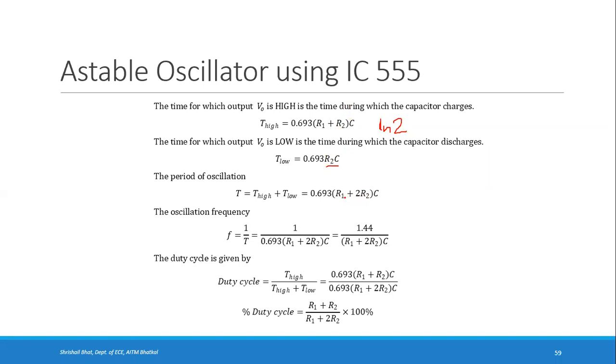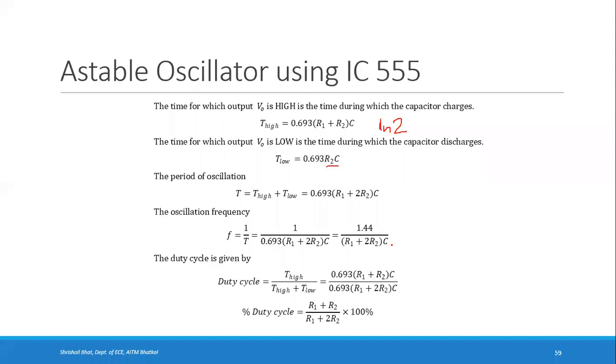You can find that the frequency is actually the inverse of the period, right? Frequency is 1 upon T. If you find 1 upon T, it will be 1 by 0.693 (R1 + 2 R2) C. So 1 by 0.693 will give you 1.44. So frequency is 1.44 upon (R1 + 2 R2) C.